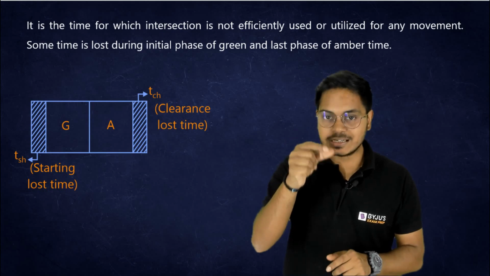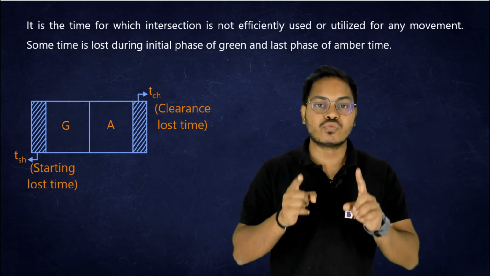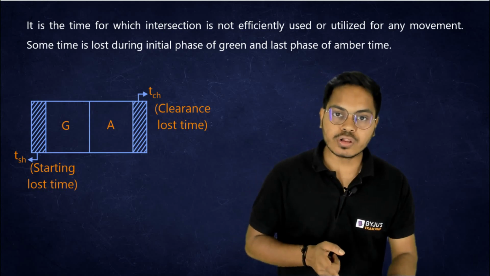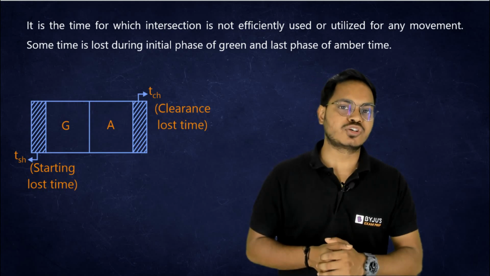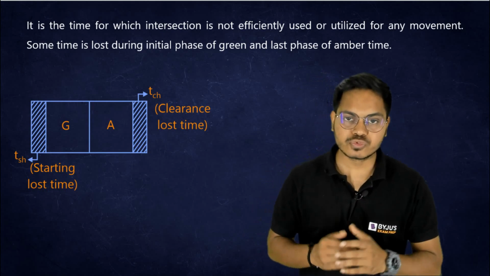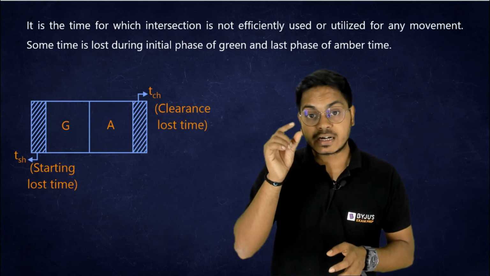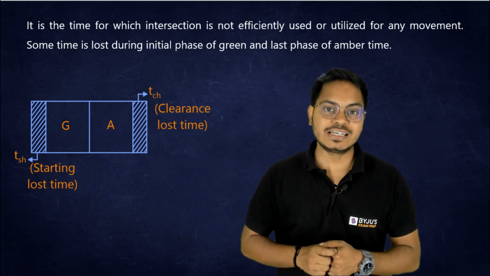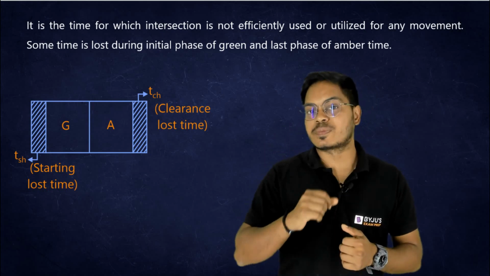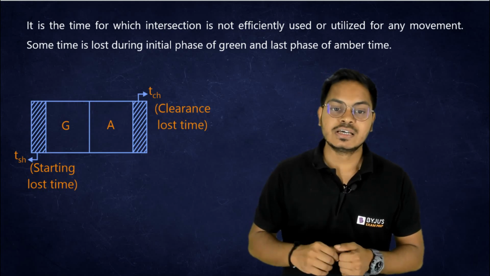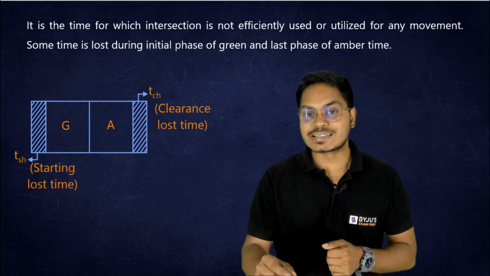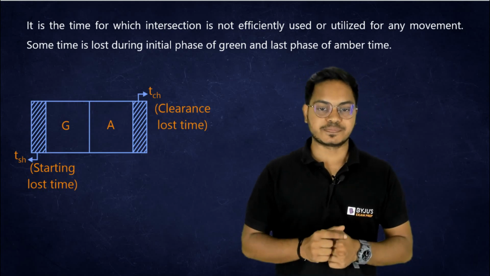But as soon as the green light was on, the vehicle did not cross the intersection, and that initial part of the green light was unused by all the vehicles, because the first vehicle did not move, so how can the other vehicles move through the intersection? So that initial duration of the green light, which was not utilized by the vehicles to cross the intersection, is going to be the starting lost time.